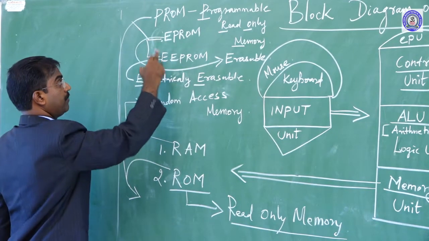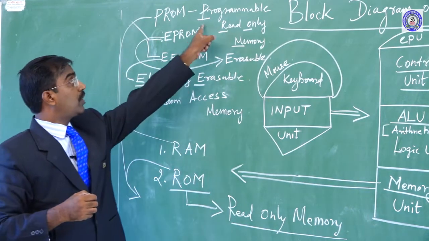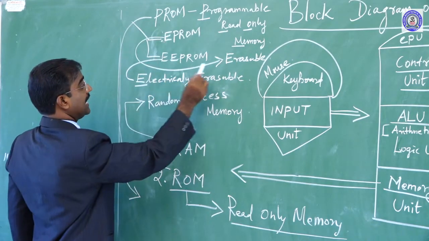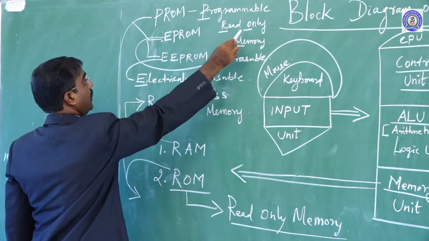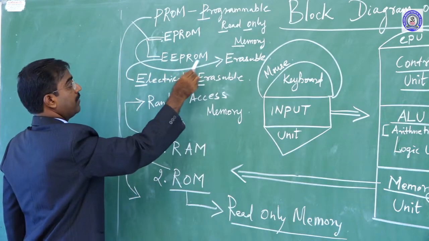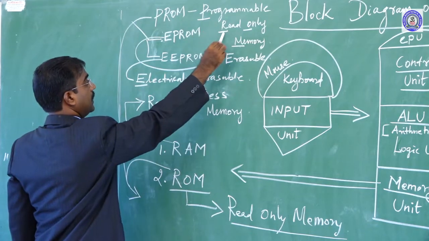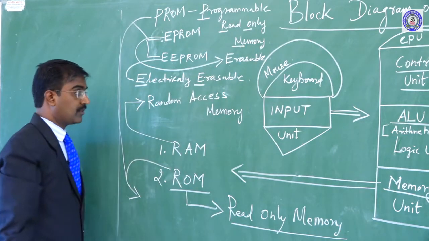EPROM, EEPROM. PROM is nothing but programmable read-only memory. EPROM is nothing but erasable programmable read-only memory. EEPROM is nothing but electrically erasable programmable read-only memory.